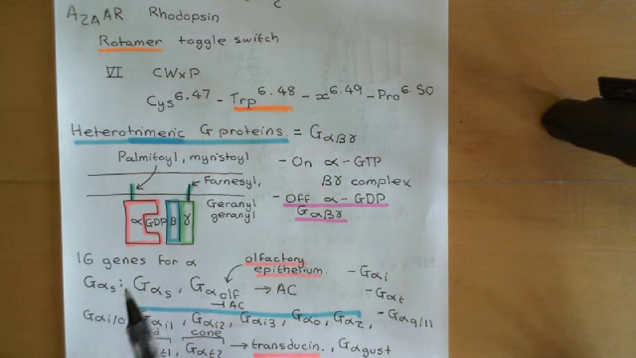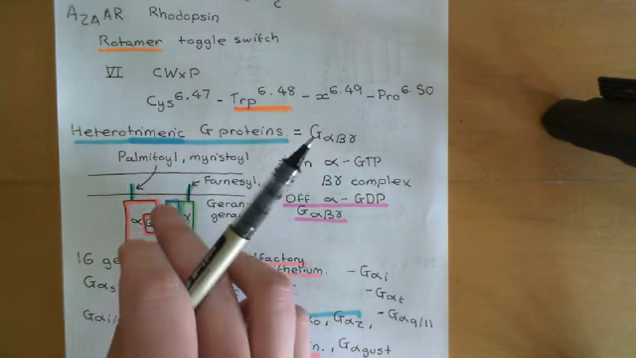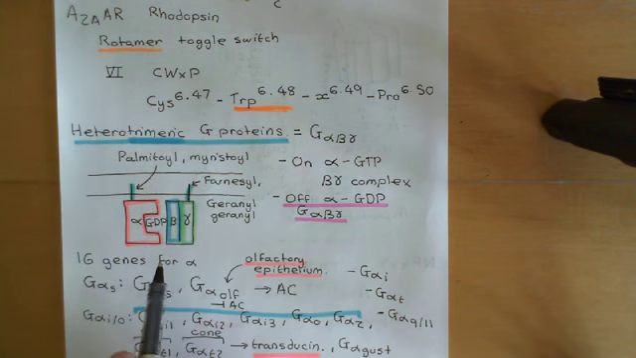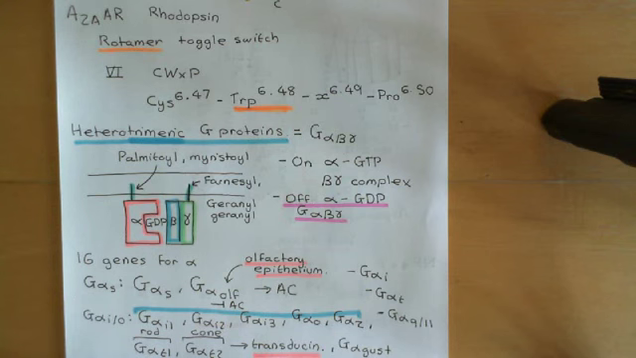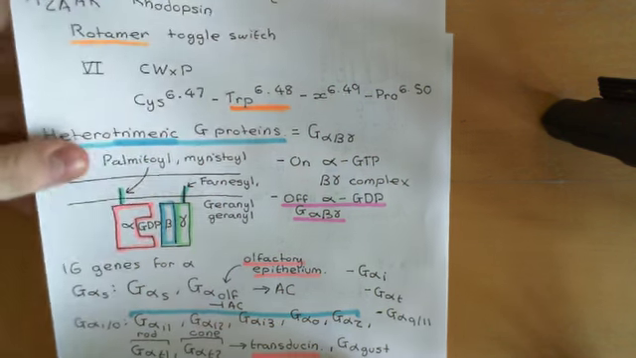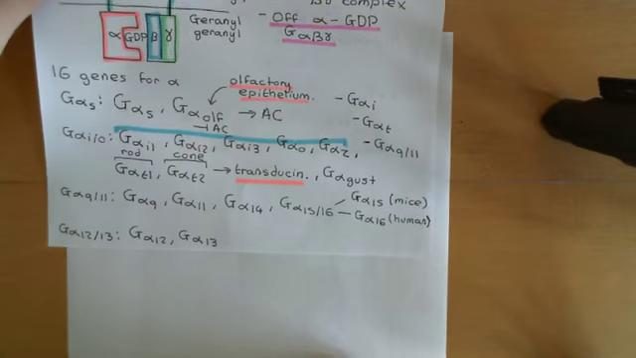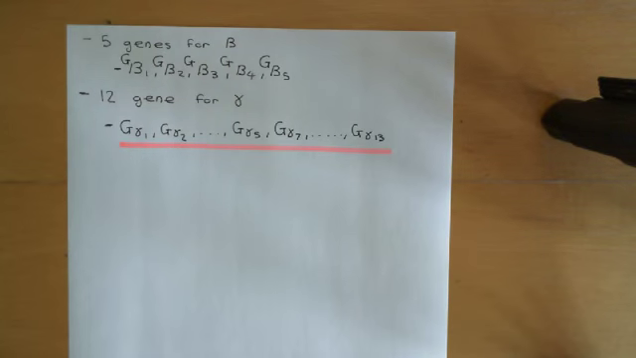GTP bound to it, and that's going to change its conformation so that it can no longer bind to the beta-gamma complex. The two are going to separate, and we want to look at the actual molecular detail of what is involved in that. In that previous video we then looked at all the different alpha, all the different beta, and all the different gamma subunits of heterotrimeric G proteins.